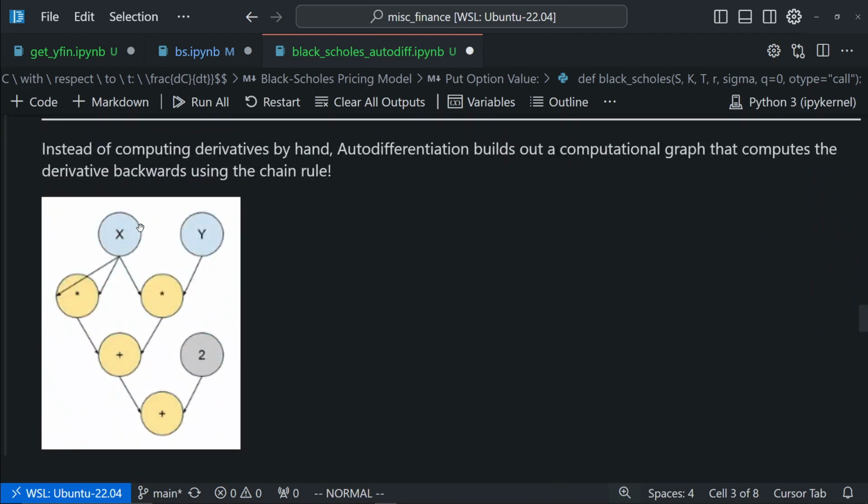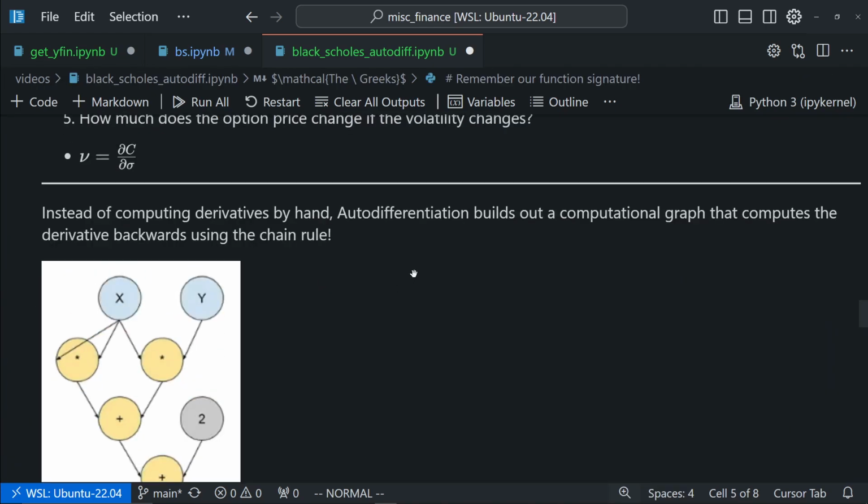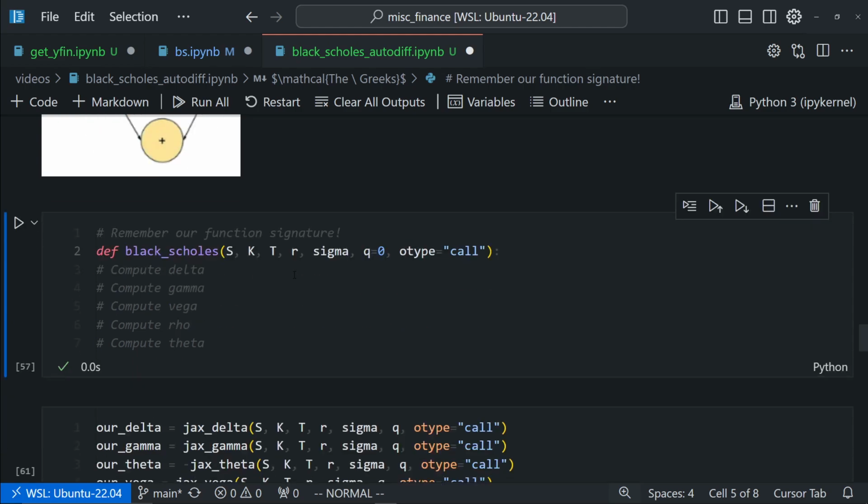So it just breaks it down piece by piece. And what it does is it goes backwards through the computational graph, and it uses a tool from Calculus 1 called the chain rule to back out the full derivative using this computational graph. And that's kind of the magic. That's the magic of automatic differentiation. So I'm going to show you how to use it.